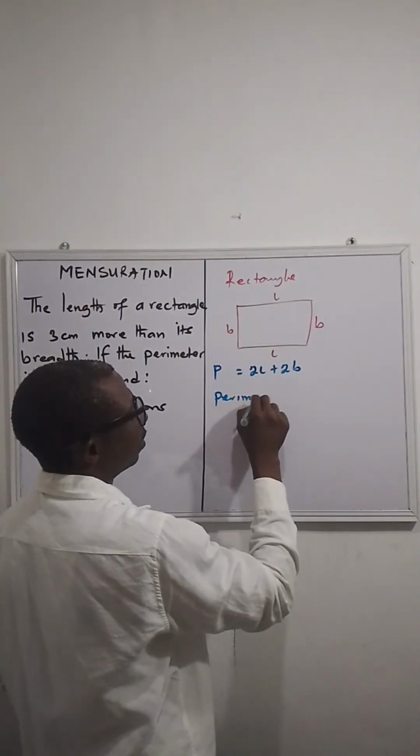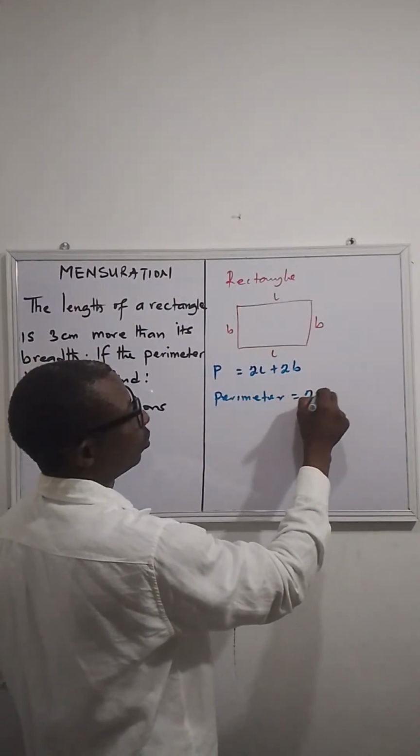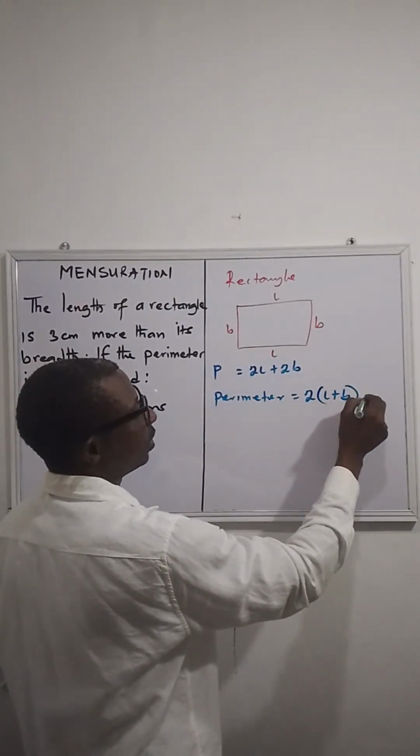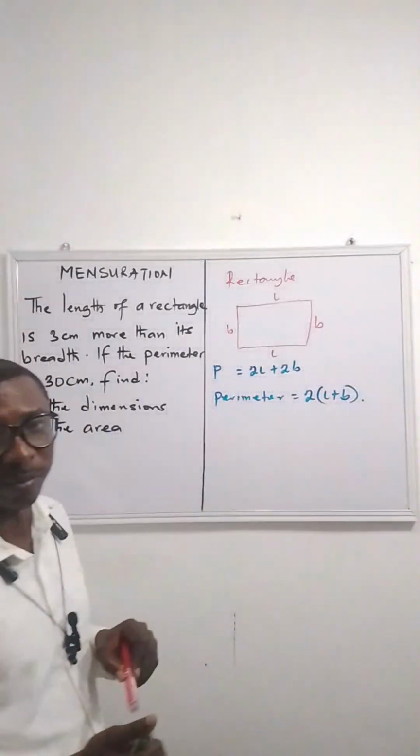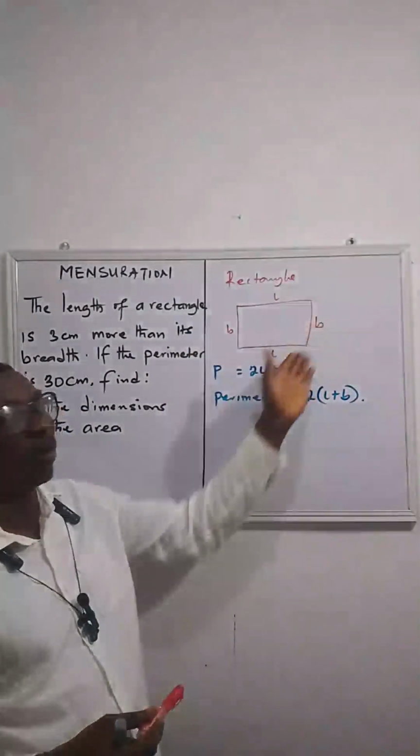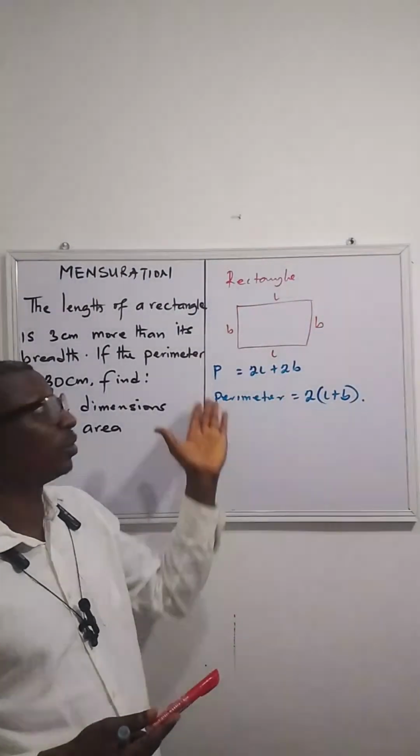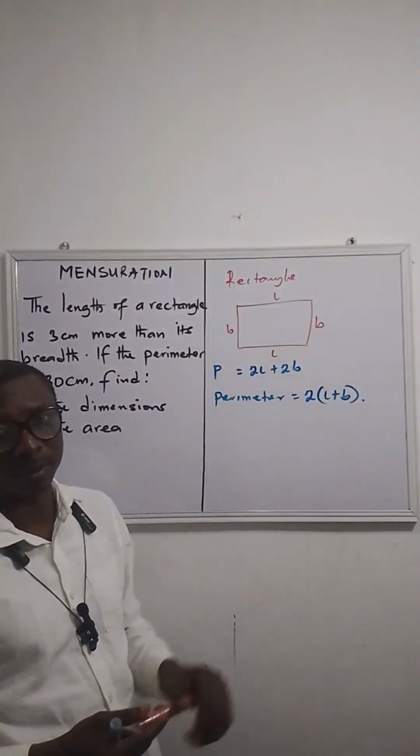Which is the same thing as your perimeter. So the perimeter of a rectangle, we just factor out 2 here. So we have 2(L + B). This is the formula for finding the perimeter of a rectangle, the addition of all the sides, or we just say the length of the boundary of it.